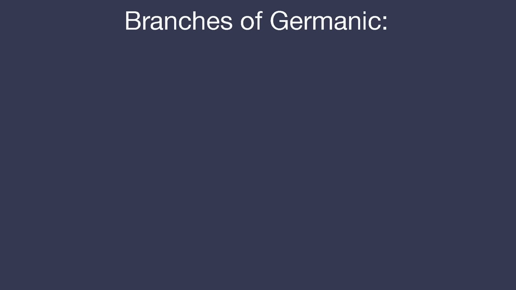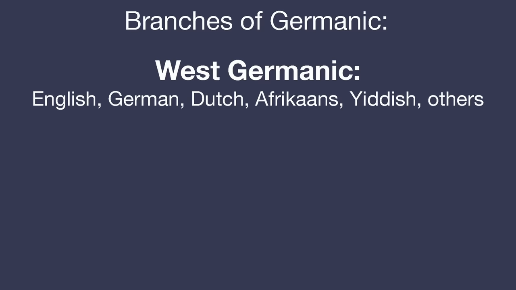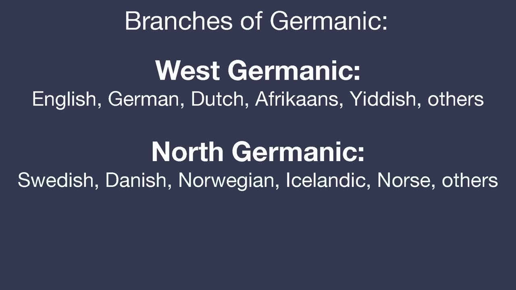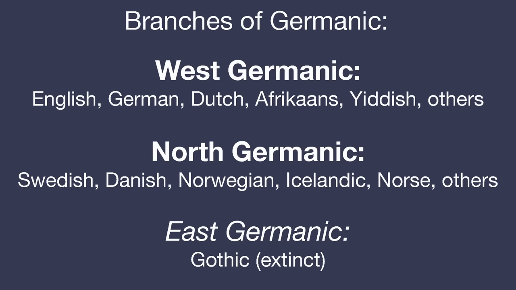There are three branches of Germanic: West Germanic, which includes German, English, Dutch, among others; North Germanic, which includes Swedish, Danish, Norwegian, Icelandic; and East Germanic, which included the Gothic language, but every language in the branch is unfortunately extinct.